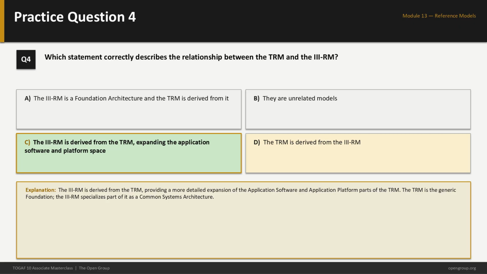Question 4. Which statement correctly describes the relationship between the TRM and the 3RM? Pause to consider your answer. The correct answer is C. The 3RM is derived from the TRM, expanding the application software and platform space. The 3RM is derived from the TRM, providing a more detailed expansion of the application software and application platform parts of the TRM. The TRM is the generic foundation, the 3RM specializes part of it as a common systems architecture.